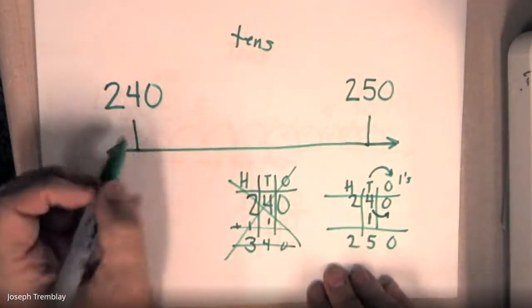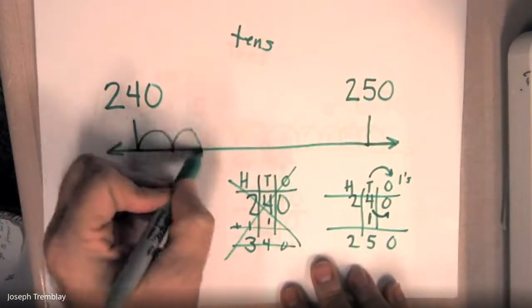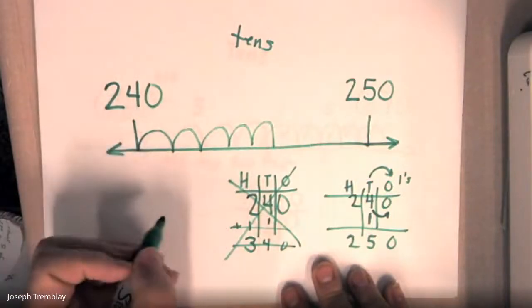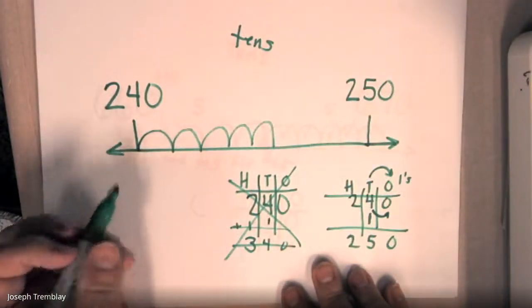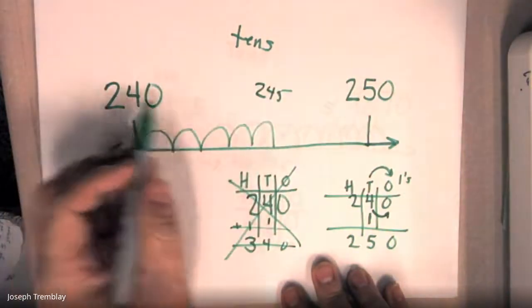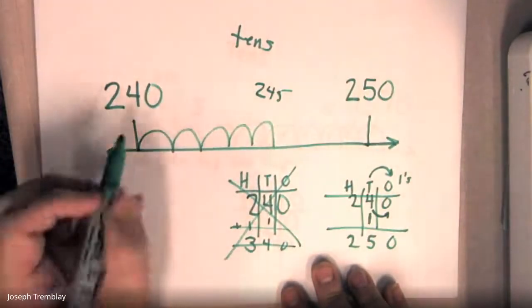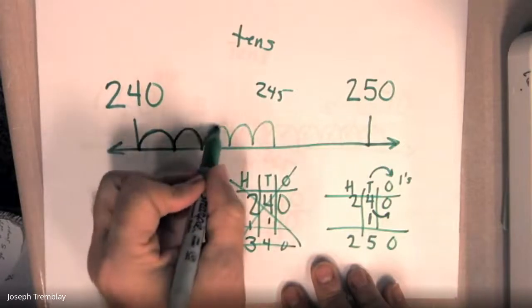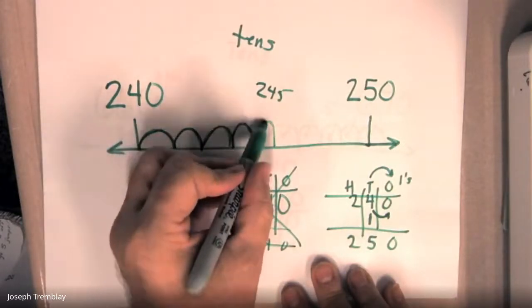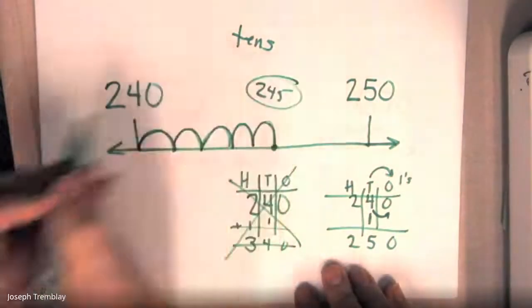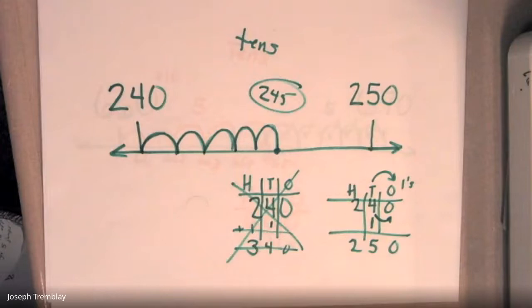So here we go. I'm going to make my 5 jumps. 1, 2, 3, 4, 5. If I add 5 to 240, what do I get? 245. Well, how do I know that? Well, 240 plus 5 is 245, but I can count it too on my number line, see? 240, 241, 242, 243, 244, 245.